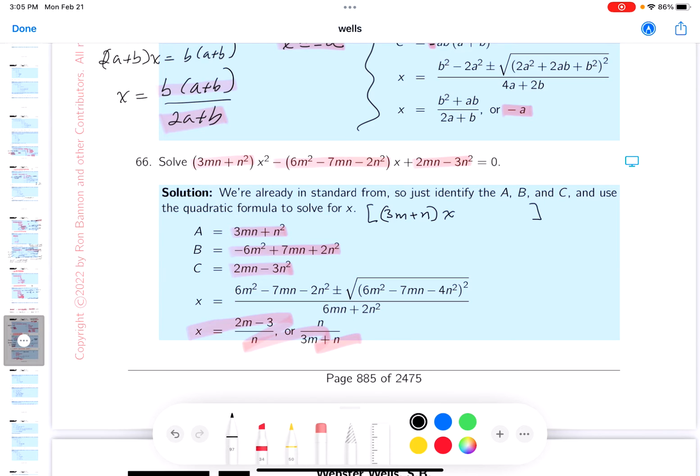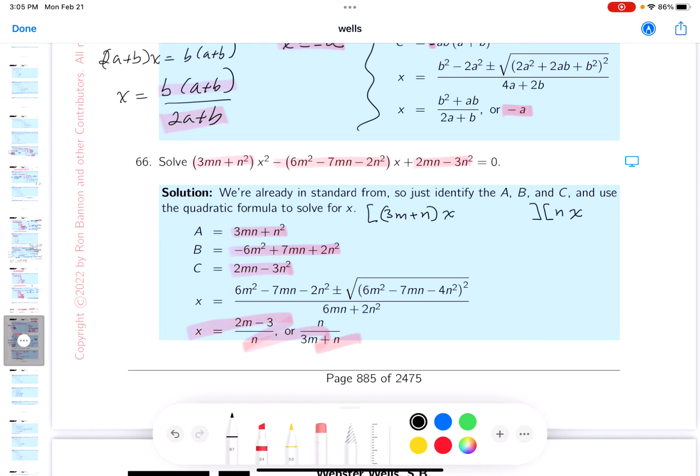x, and then it's going to be nx. All right? That definitely gives us the first term, because if you multiply that out, what do you get? 3mn plus n squared, x squared. Works beautifully.